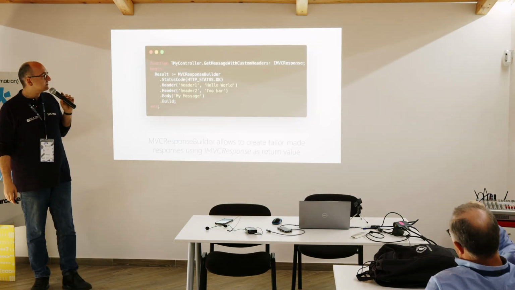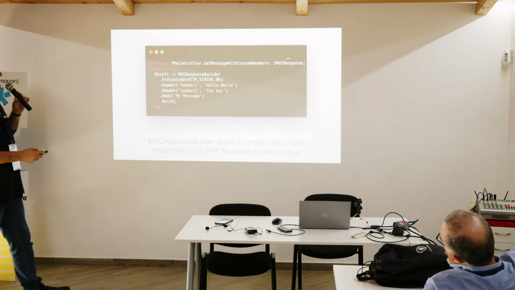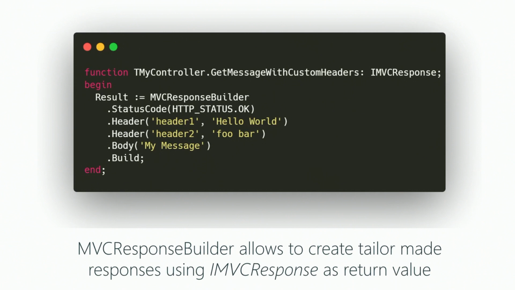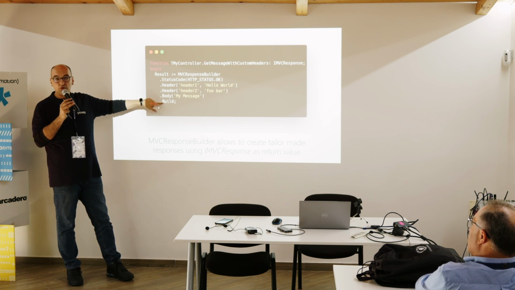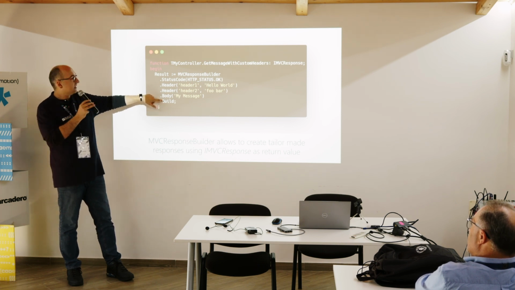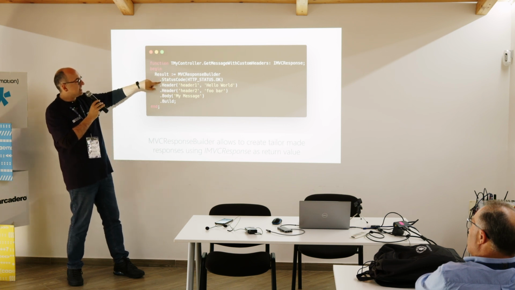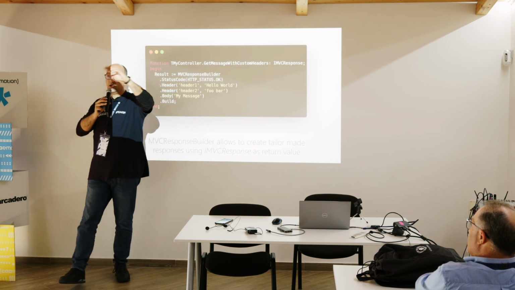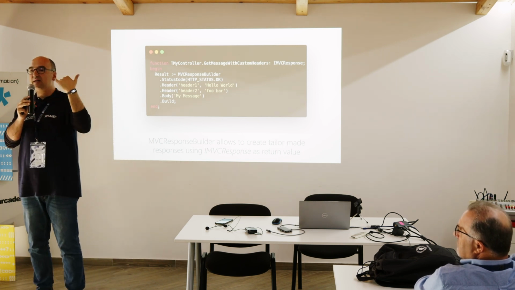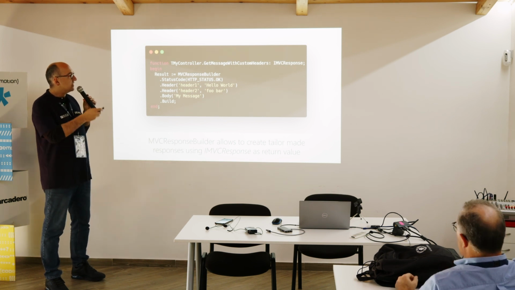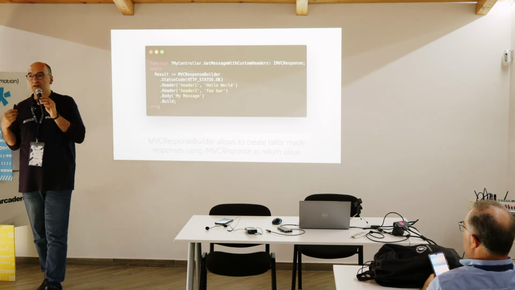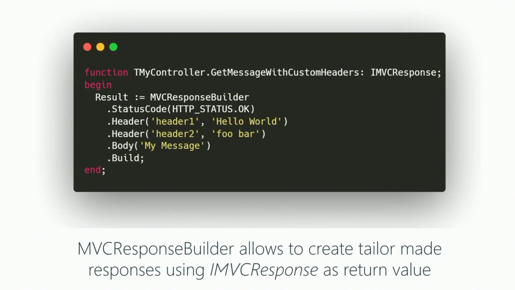Let's see how it works. In this case, we are returning an MVC response created by the MVC response builder. Take care, the MVC response is returned only by the build method. Don't forget the build method. So, response builder, set status, set header, and so on, body, this kind of body, this other kind of body, and then build. All the objects passed to the response builder are owned by the response builder.